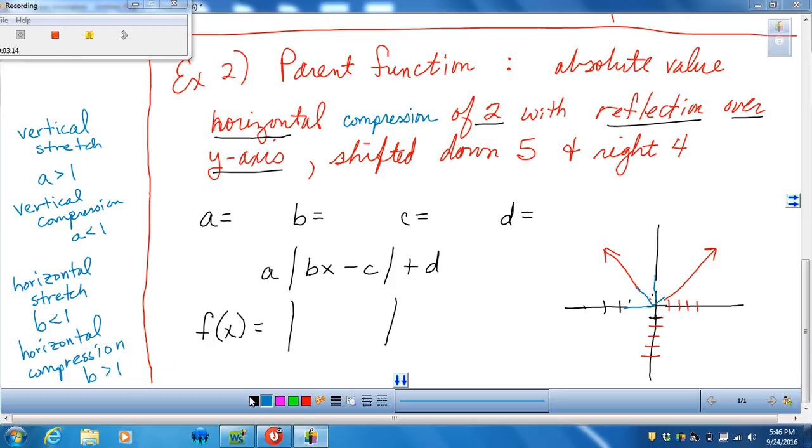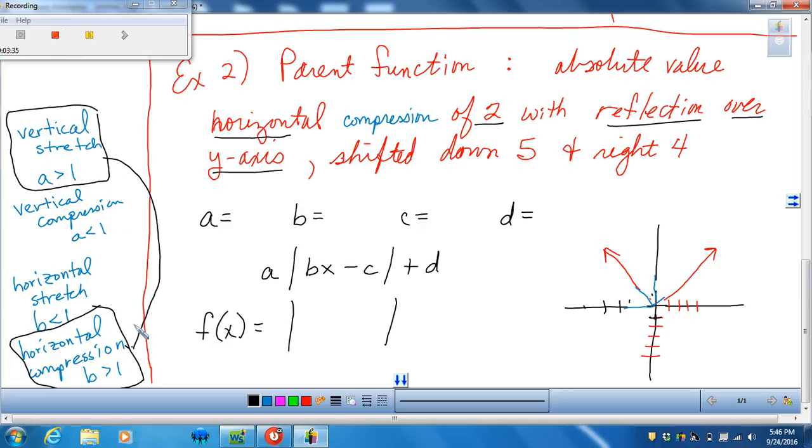What you should notice, hopefully, is that vertical stretch and horizontal compression basically do the same thing. So these two are very similar to each other in their impact on the graph. If you stretch it vertically or if you compress it horizontally, you end up with the same result. Vertical compression and horizontal stretch also give you the same result as each other. So, just a little side note.